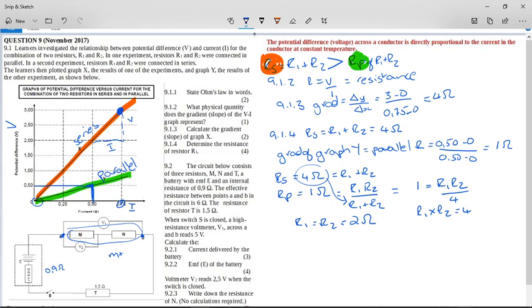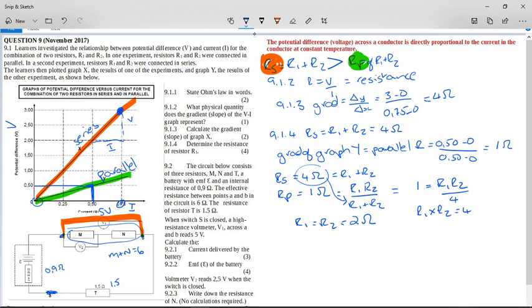So that means M plus N is going to equal 6 ohms because they are in series. It says the resistance of resistor T is 1.5 ohms. When switch S is closed, so the circuit is complete, a high resistance voltmeter V1 across A and B reads 5 volts. So this voltmeter here is reading 5 volts for M plus N.